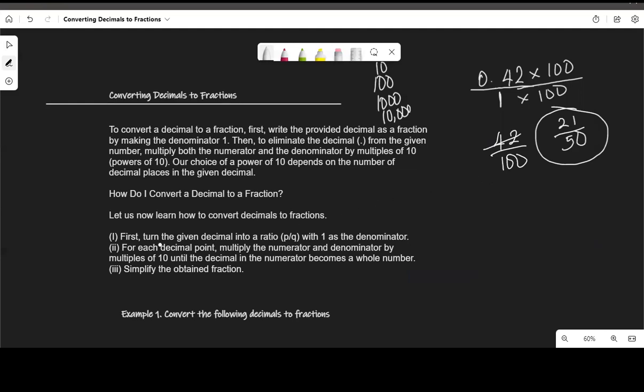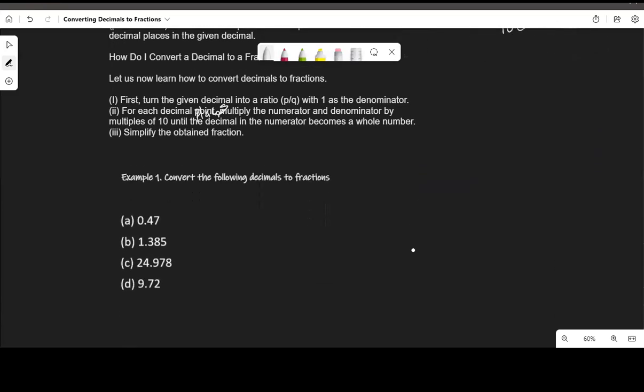You first write the decimal number in terms of a ratio P over Q, with 1 as the denominator of the decimal number. Then for each decimal place, multiply the numerator and the denominator by multiples of 10 until the decimal in the numerator becomes a whole number. Then simplify the obtained fraction. So with that, let's do some examples here.